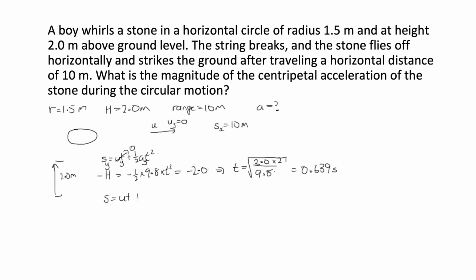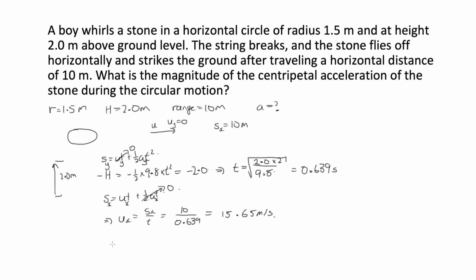S is equal to ut plus a half at squared, and we'll put little subscripts x, but there's no horizontal acceleration, so this is 0. And so we can rearrange this and say, well, ux is equal to sx on t, which is equal to the range, which is 10, divided by 0.639. So this tells us that the original horizontal velocity is 15.65 meters per second.